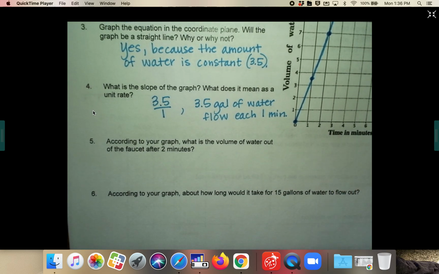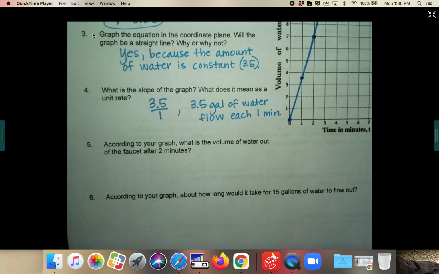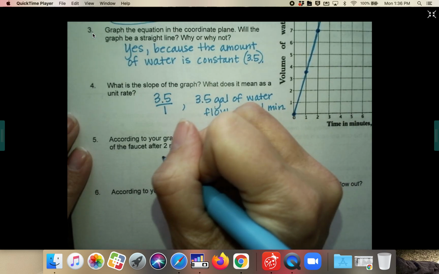Okay. According to your graph, what is the volume of water out of the faucet after 2 minutes? So according to our graph, 2 minutes is 7. 2 minutes, 7 gallons.